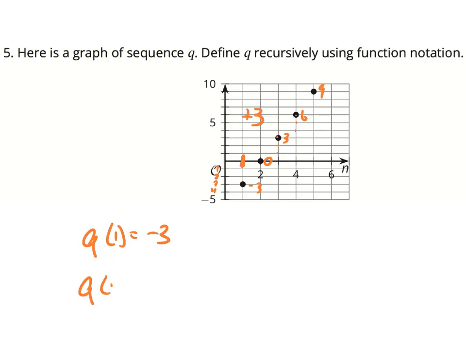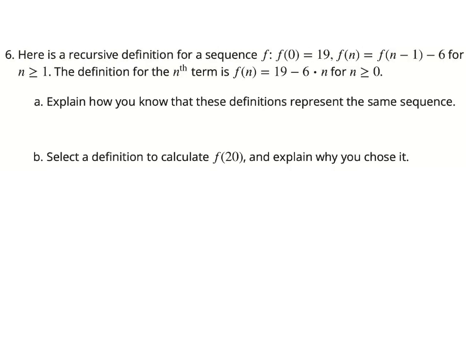Q of any term equals the previous term plus 3 for n greater than or equal to 2. Because we started at 1, our next term needs to be greater than or equal to 2. Okay, now look at this one.